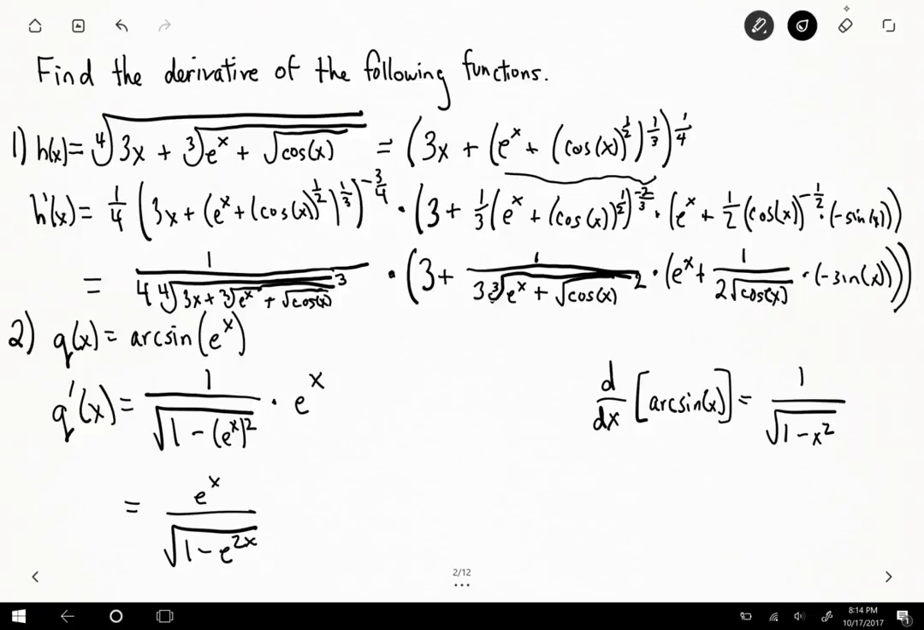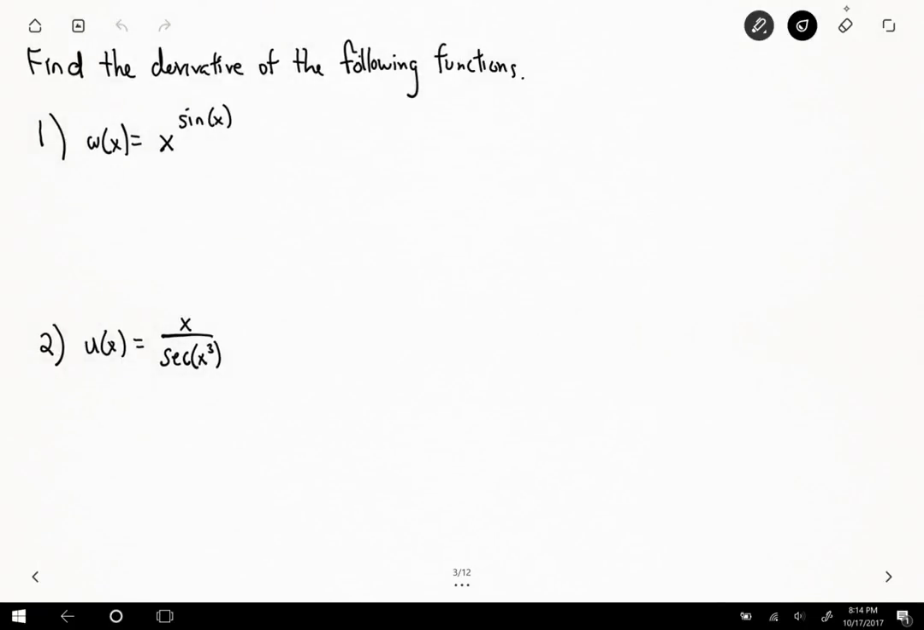Okay, so we have all those pieces in place, let's try some harder ones. This gave a lot of people trouble from what I've been seeing. If you have an x to the sine of x, so what's actually happening here? Should we use the power rule? Should we use the exponential rule? What's actually happening when we have w of x equals x to the sine of x? How is this different? Well, notice you have variables in both the base and the exponent. So it's actually neither. You have to use what's called logarithmic differentiation.